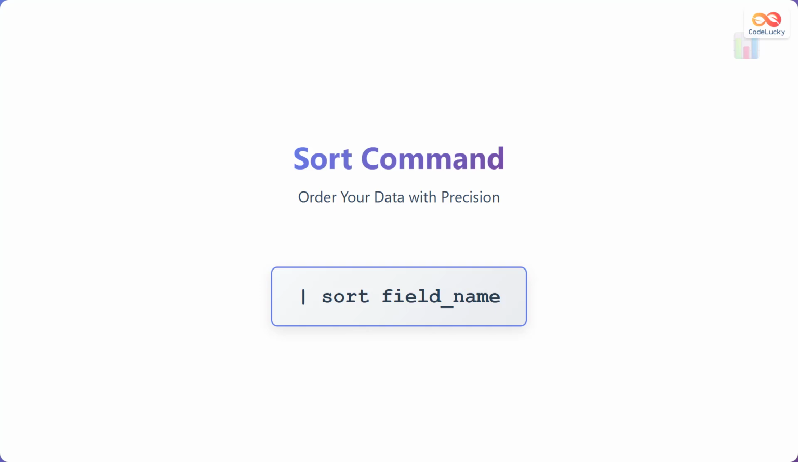Welcome to our lesson on the Splunk SPL Sort Command. The Sort Command is one of the most essential tools for organizing and analyzing your data in Splunk. It allows you to arrange your search results in a meaningful order, making it easier to identify patterns, trends, and important information. Whether you need to find the highest values, the most recent events, or organize data alphabetically, the Sort Command provides the flexibility you need. The basic syntax is simple: pipe symbol sort followed by the field name you want to sort by.